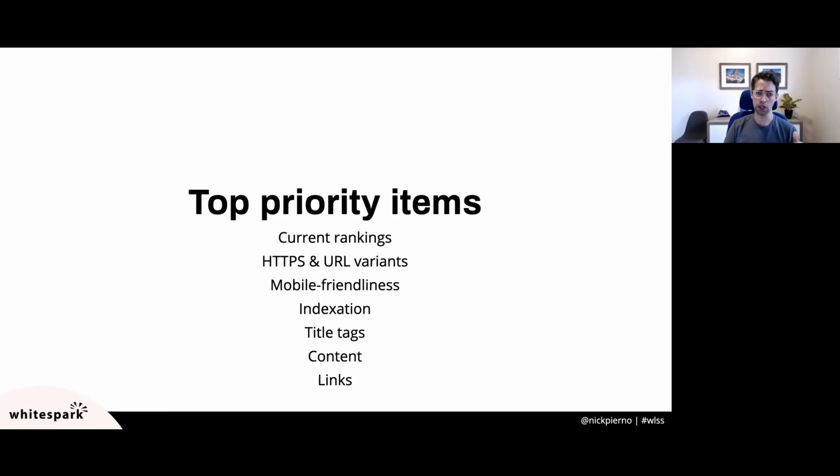The areas we're going to focus on today are current rankings, HTTPS and URL variants, mobile friendliness, indexation, title tags, content, and backlinks. And I actually think you could even theoretically just use this handful of items to give a website a decent, quick once-over, and that would basically amount to the experienced SEO doing a 10-minute audit on a site just by putzing around like I described earlier.